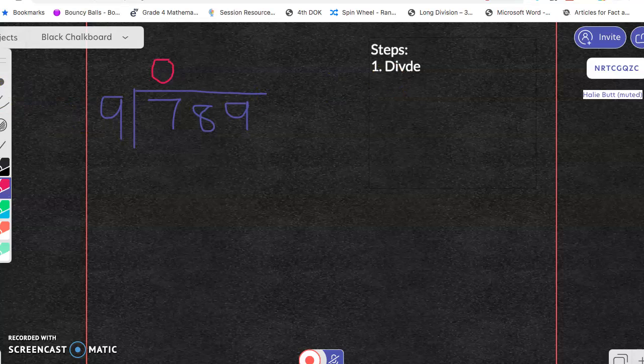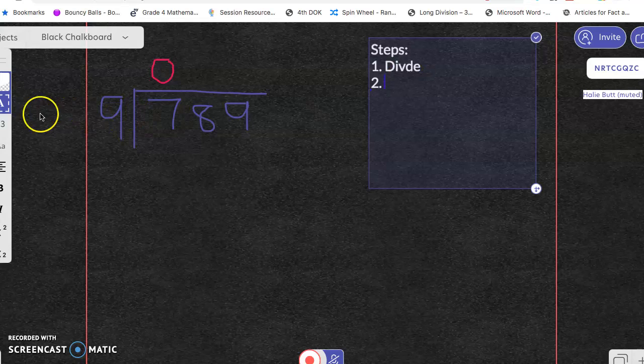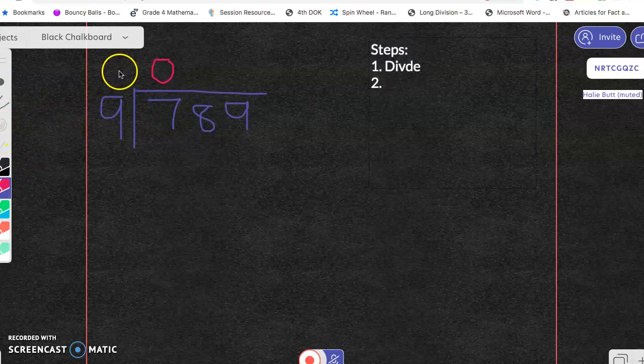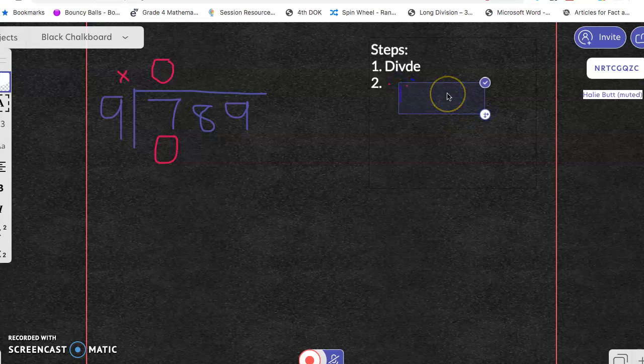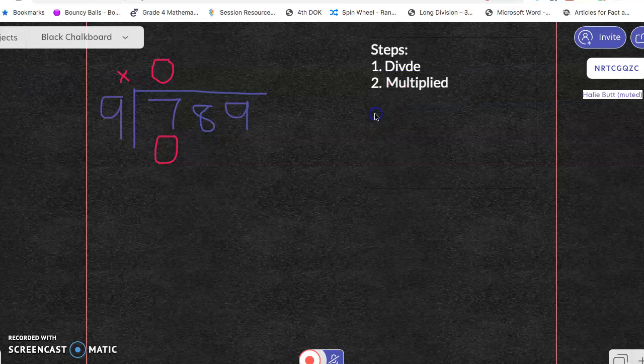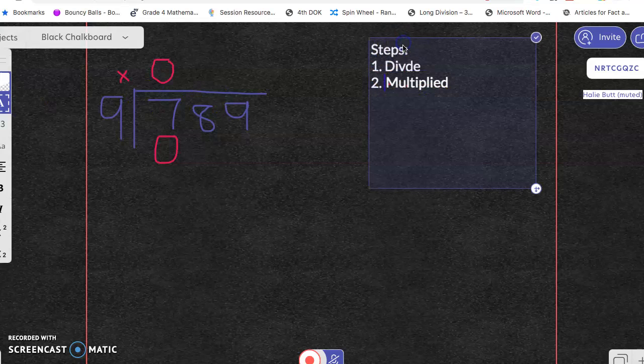And then our second step is going to be multiplying. So 9, remember drawing this, times 0 is 0. After I do that, oh no, why didn't that happen? We'll make it work. So we multiplied. I'm just going to move that right there. Then, there we go.